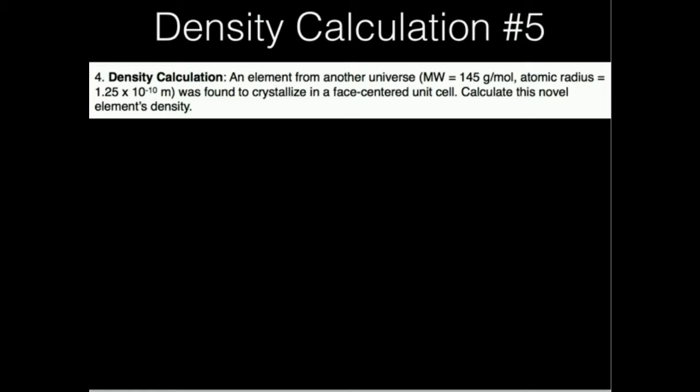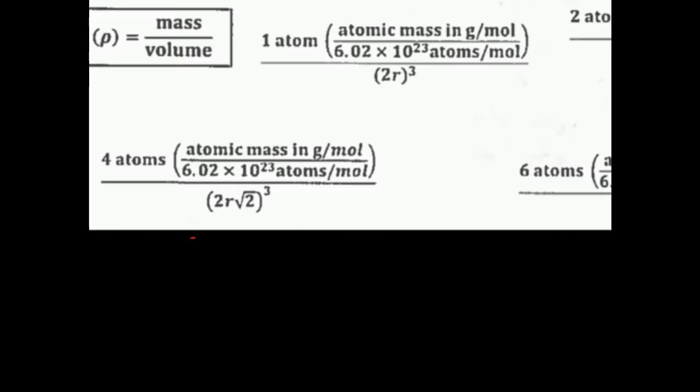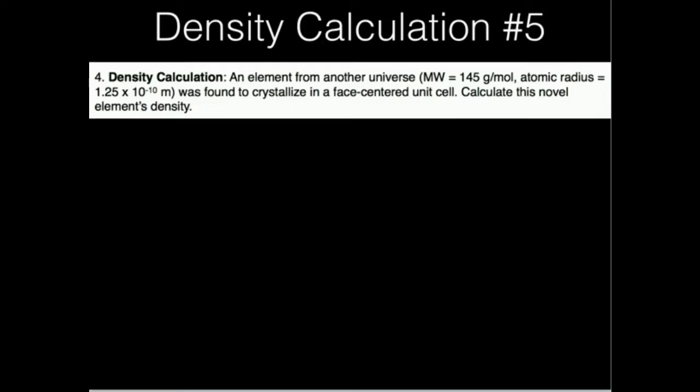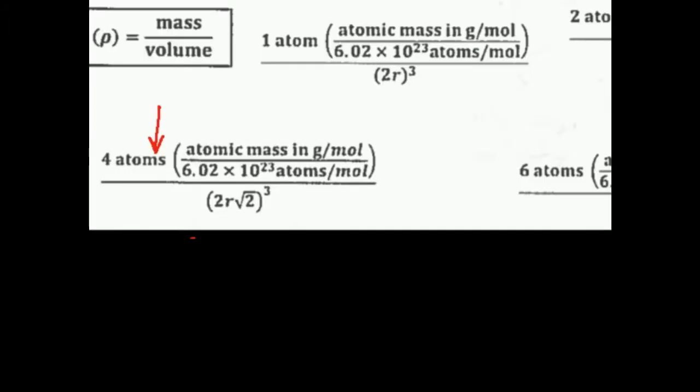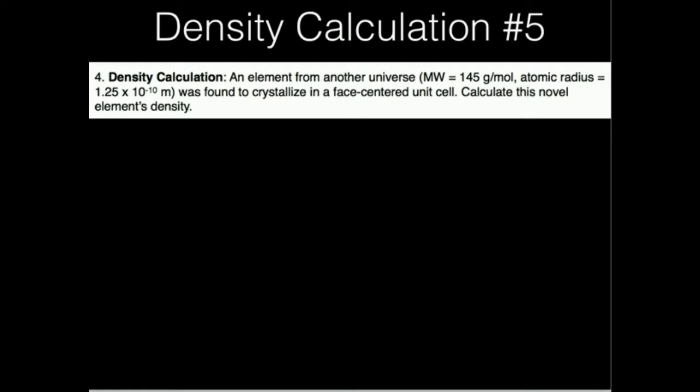It's face-centered, which means which formula are we going to use? Face-centered, hopefully we're starting to memorize this by now, is this one right here. This is face-centered. And we're asked to calculate the density. And we know the molecular weight is 145 grams per mole. And the radius, I think it gave us, is 1.25 angstroms.